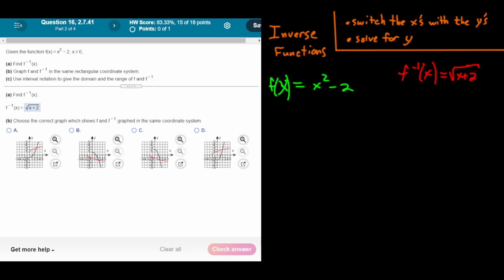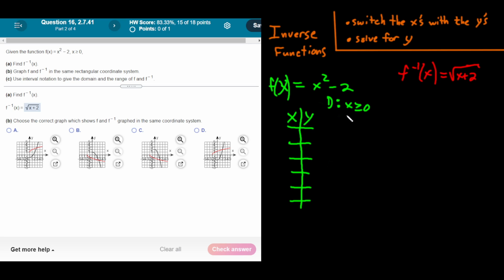So it's like, what does it all mean? What does any of this mean? Well, let's start off by making an XY table. We're going to use more numbers this time. The more numbers, the better. Okay, remember they told us that the domain is x is greater than or equal to 0.